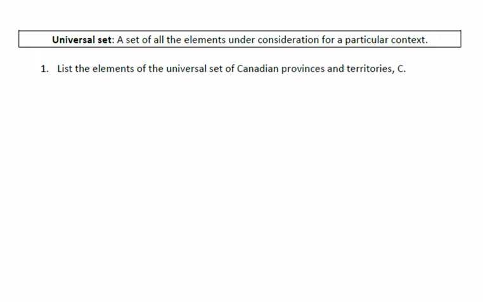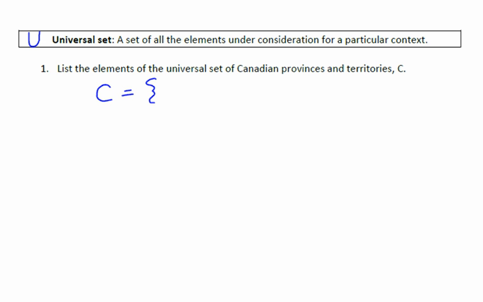So what's a universal set? This is the first definition. Usually universal set, they use U for universal set, kind of ironic, no? A set of all elements under consideration for particular content. So we're going to write in this case, it says list the elements of the universal set of Canadian provinces and territories. So how we list a set, so this one set is going to be called C for the universal set of Canada. And we have to have our squiggly brackets when we open up a set.